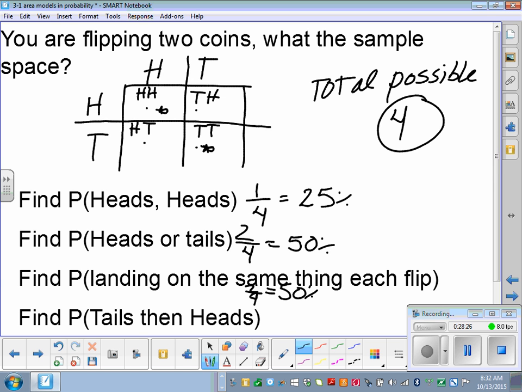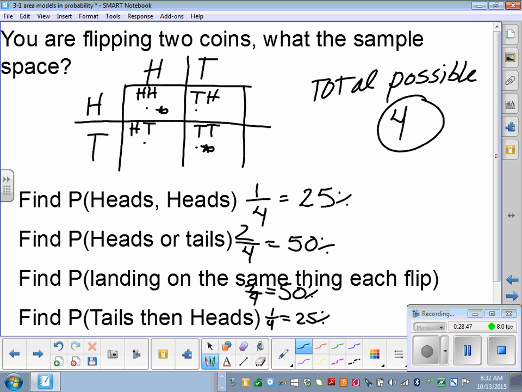Okay, last one. Find the probability of flipping a tails, then a heads. Order matters in this one. When does that happen? How many times? 1 out of 4. Very good. So 1/4. So there's a 25% chance. Okay, questions on this. Does everybody see how to do it?